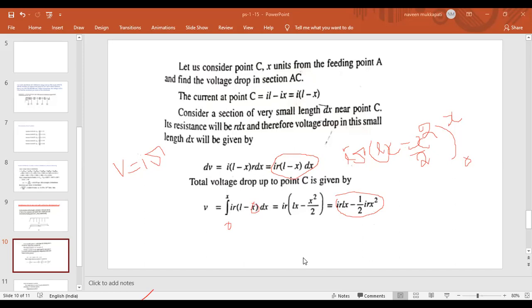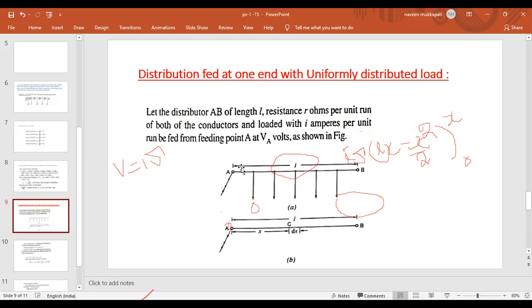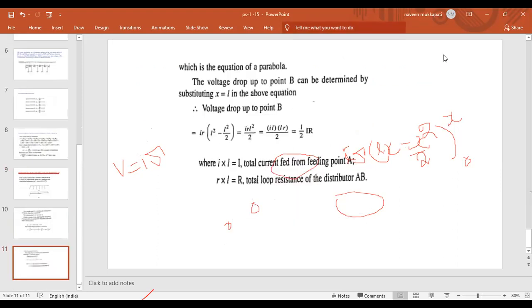Then we calculate the voltage drop over all the feeders. What is the length of that feeder? We are taking the length of the feeder as AB. With the equation of a parabola, first we calculate the voltage drop up to point C, which will be at a distance of x meters from point A.